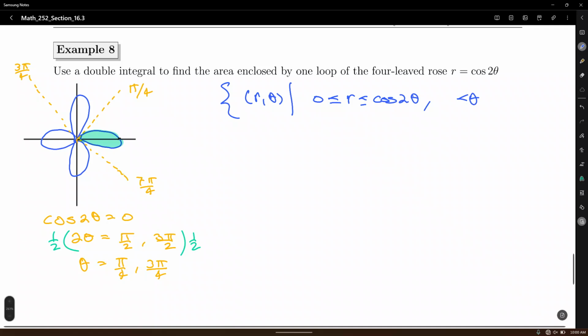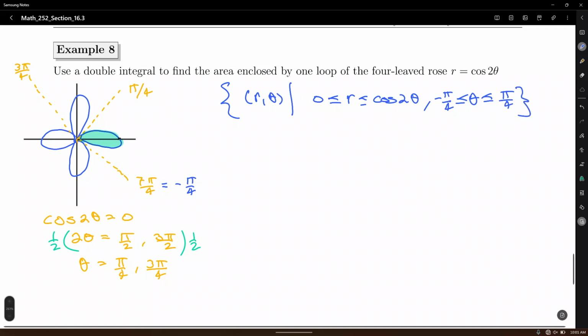And the angle varies between, okay, since in this case we want that loop I shaded in green, it would be a little weird to go from 7 pi over 4 to pi over 4, right? So how about this: 7 pi over 4 is the same as negative pi over 4. So negative pi over 4 and pi over 4. All right?